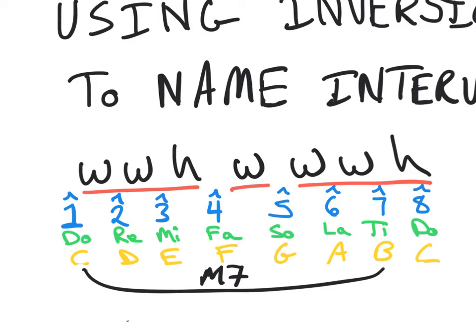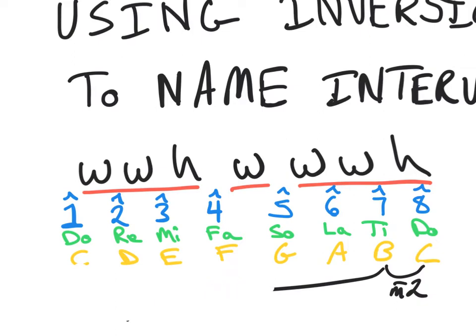This is kind of doing it backwards from the thing I wanted to show you, but that means B up to C is going to be a minor second. So a minor second is the inversion of a major seventh. 7 plus 2 equals 9, and the inversion of a minor interval will be major. Okay? This is so super useful.